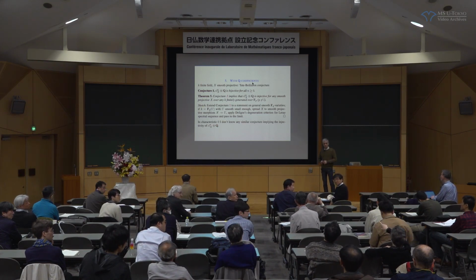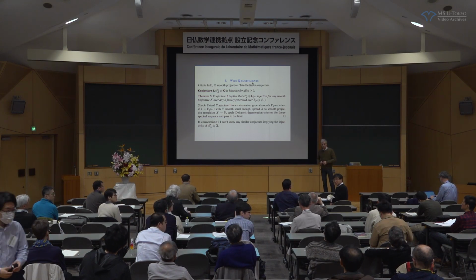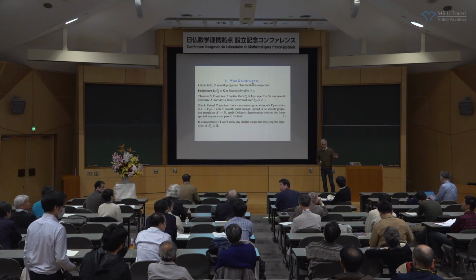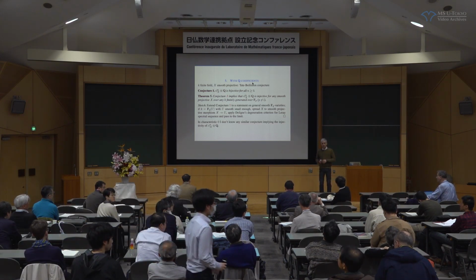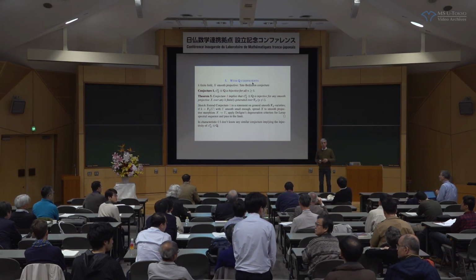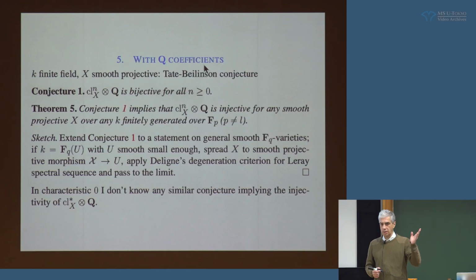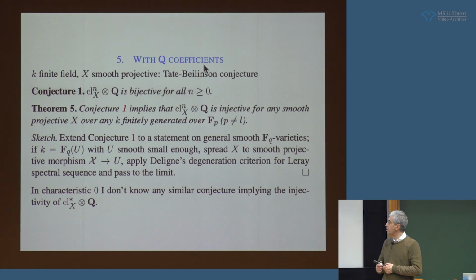So for the conjecture, you need the bijectivity over F_q and over F_p. It helps to pass from smooth projective to smooth. Here, this X is smooth. Injectivity in the conjecture is not enough. You actually need bijectivity.